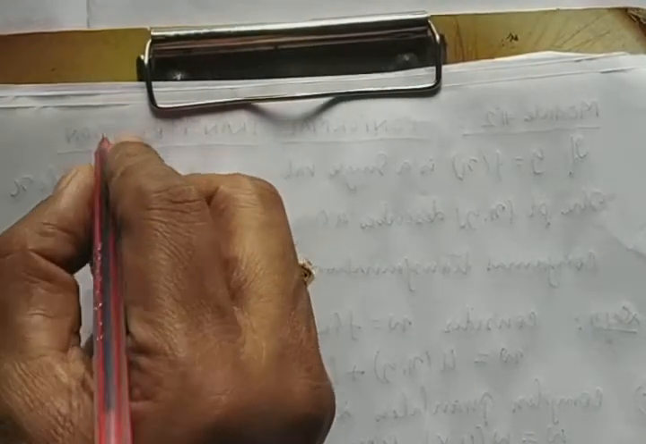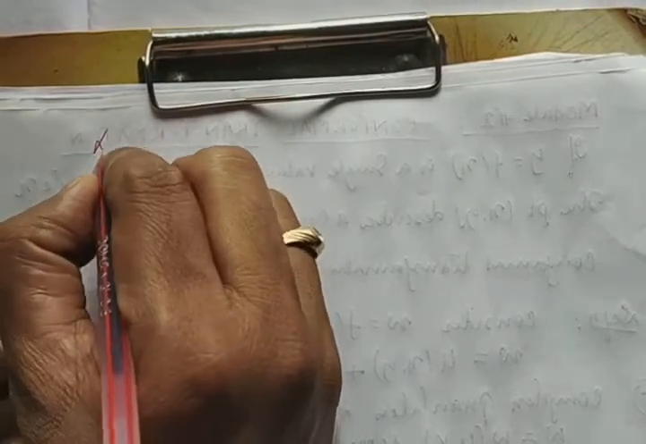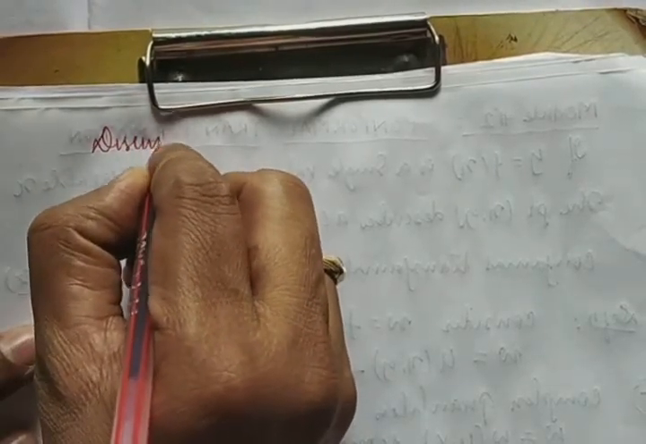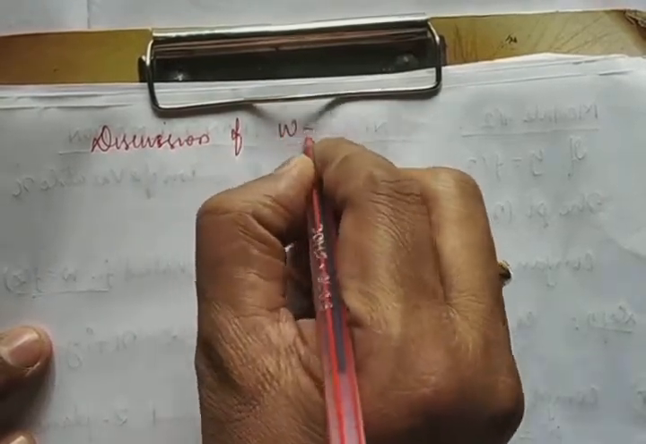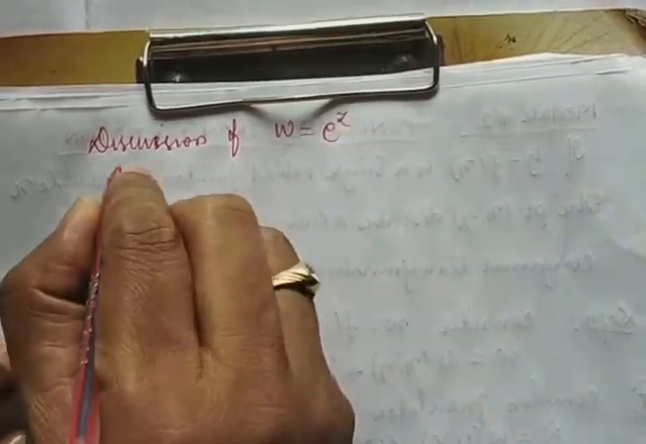Then we will have a few discussions here. Let us see. Suppose we discuss conformal transformation on various functions. Here we take one discussion: omega is equal to e raised to z. Whether this function is conformal or not, we need to check it out. Okay, how do we check?